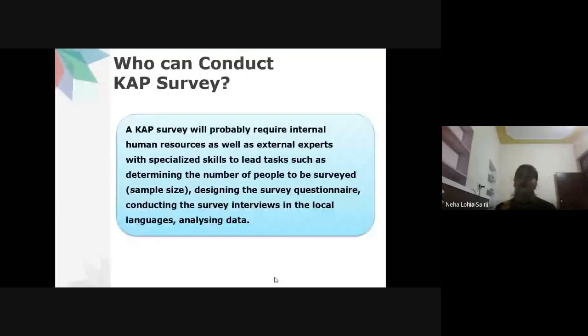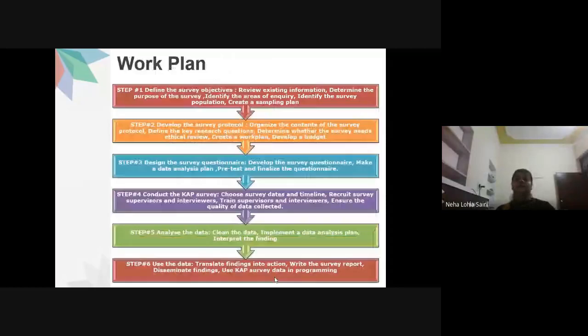It can be in local languages also, because not every target population knows English, or they have their own local language preferences. Then the person should have knowledge about analyzing the data, how to clean up the data and everything. That we will discuss later. Now let me focus on a work plan, the different steps, sequentially, of how the KAP survey can be done, and then we will focus on an example and we will do all the steps of the KAP survey.